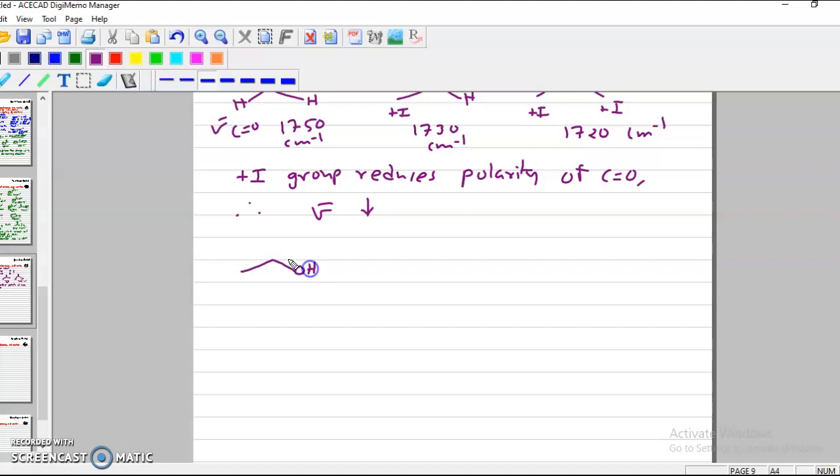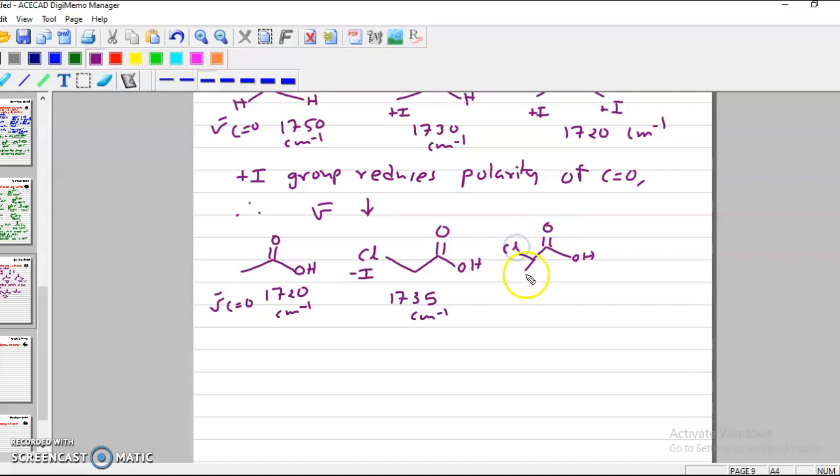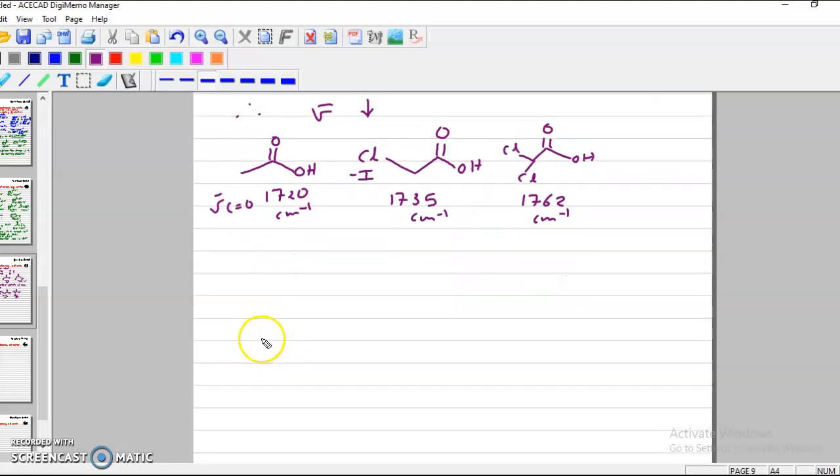A few more examples. We take this compound, an acid, and here you know that C=O is at 1720 cm⁻¹. Now with CH3 we replace one hydrogen by Cl, so this is a -I group, and that will change the frequency of C=O to 1735 cm⁻¹. If there are two chlorines attached to the alpha carbon of acetic acid, then you will get a higher band at 1762 cm⁻¹ and so on. So this way we can see the effect of the -I group.